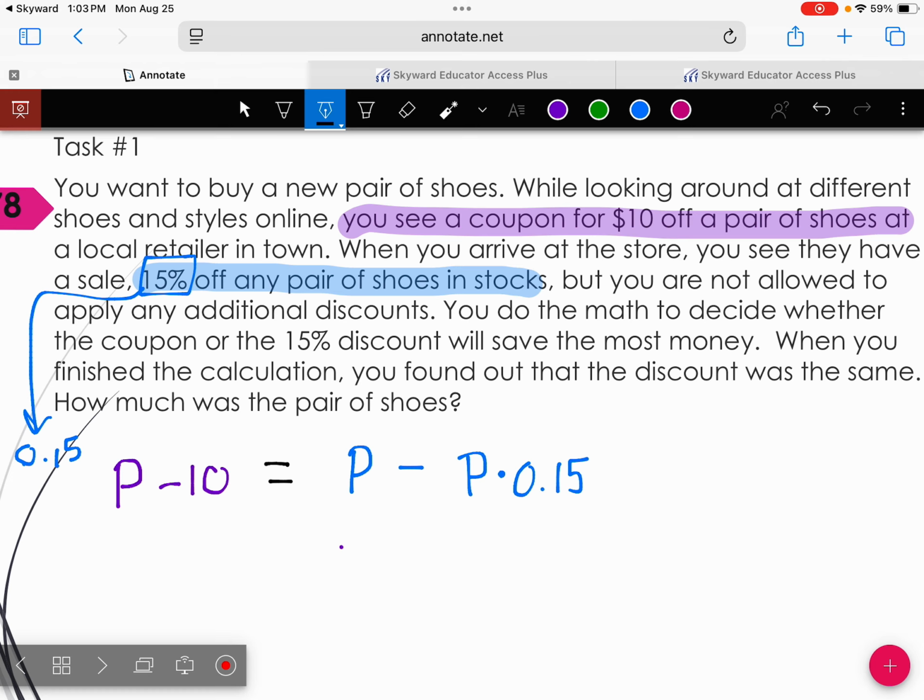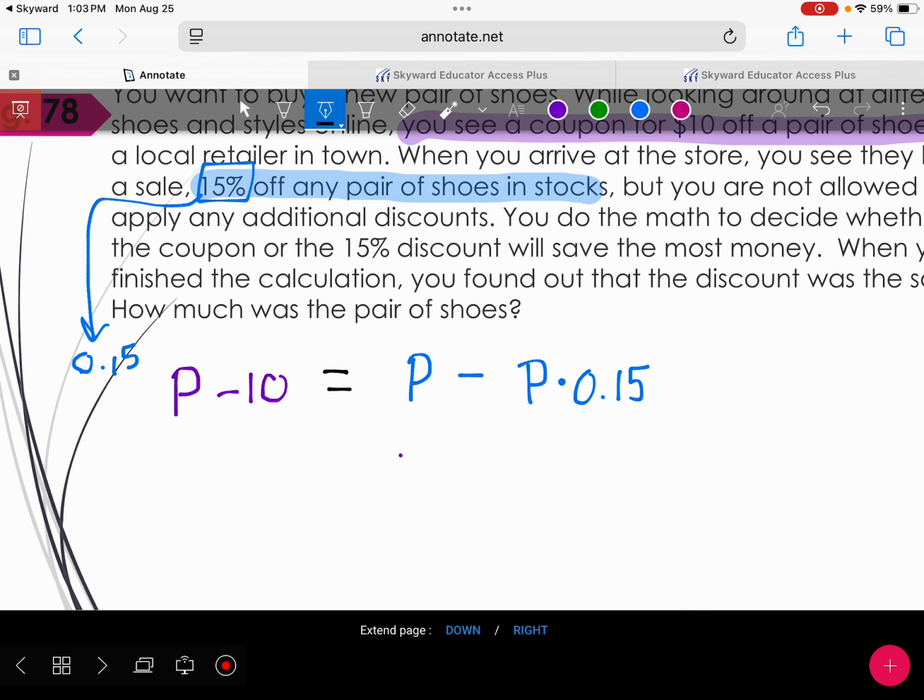And you don't have to use P. You can use whatever letter we want. You can use an X. You can use a Y. You can use a happy face. You can use a heart. I don't care if you use emojis. It's the same thing. It's a placeholder. But we're going to try and simplify this.